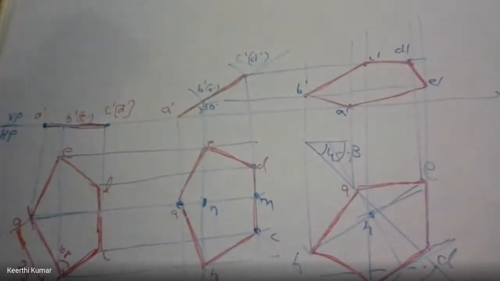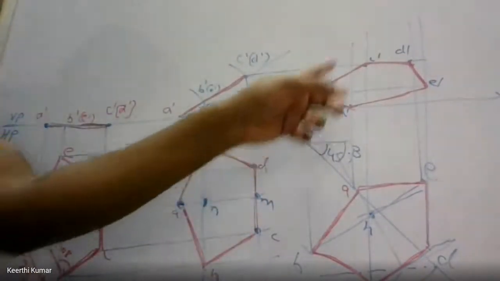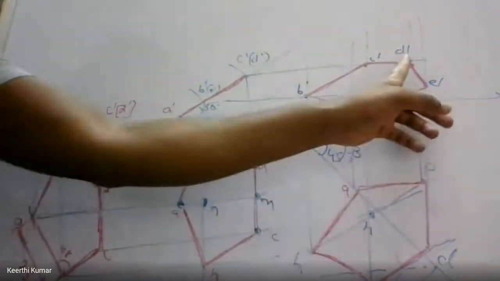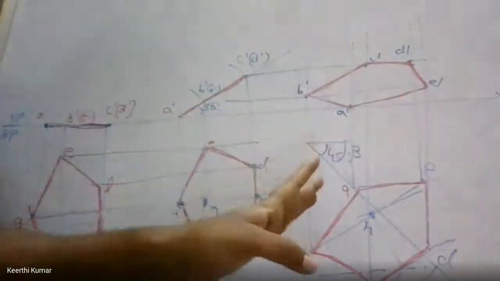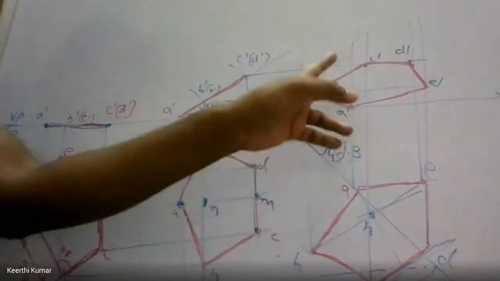I have just drawn randomly. So I am getting this figure. In your figure, that point D may go outside, E may come inside. No issue. You follow the procedure and complete the image.